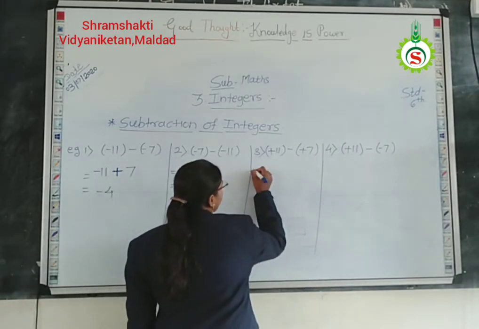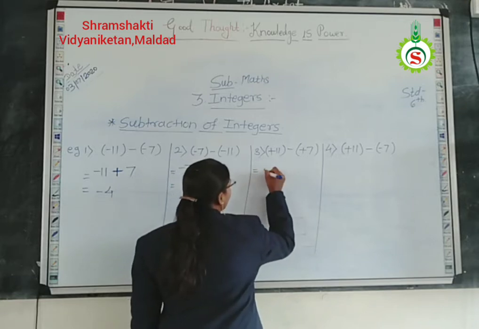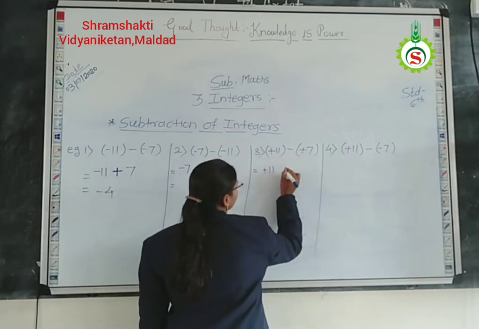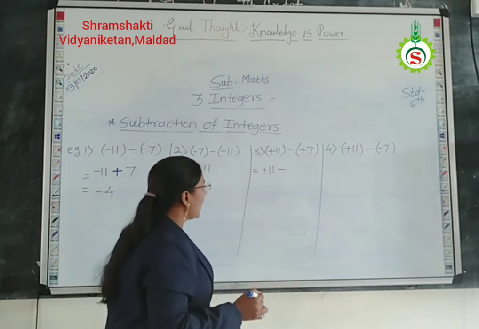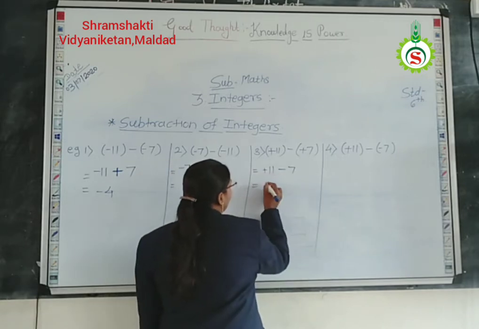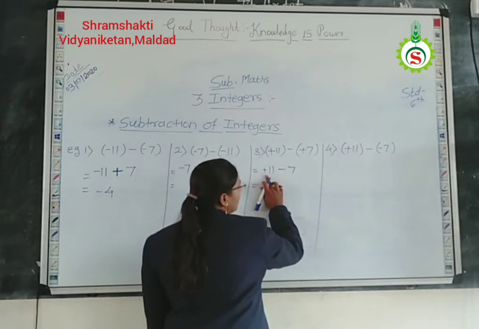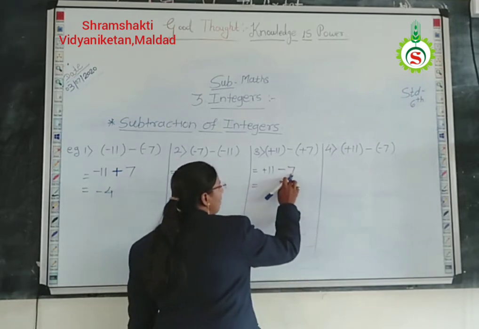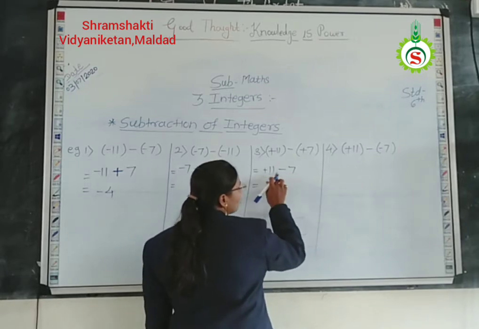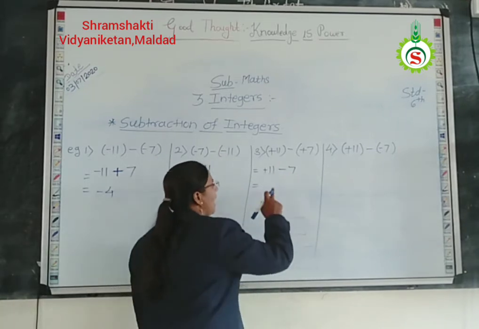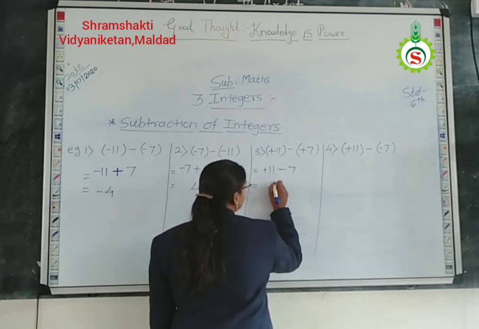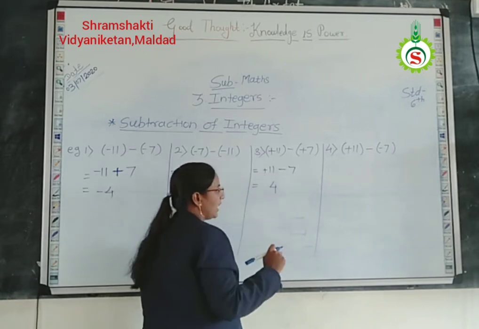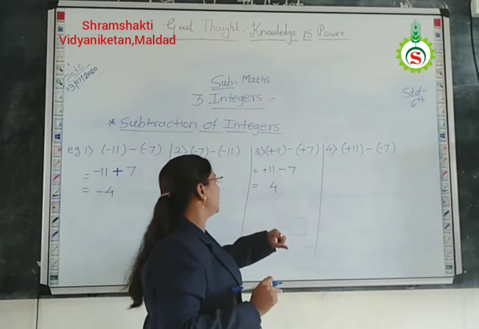Next, third example. In third example, take plus 11 as it is. This minus and this plus, minus plus become minus. Okay. And take 7 downside. Means again one number is positive and other integer is negative. So because of this minus and plus, we have to carry out subtraction over here, and plus 11 minus 7 means answer is 4 and the biggest integer has positive sign. That's why our answer is positive.